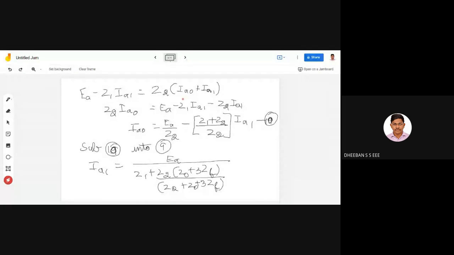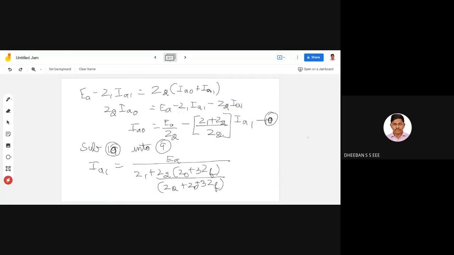So if you substitute, you'll get EA minus Z1 IA1, which is equal to Z2 into IA naught plus IA1. Okay. And from here, you have to bring this EA to this side. So this Z2 and IA naught will be on this side, whereas all the other terms will come over here. From this you will define your IA naught. So Z2 will come over here. IA1 is common in these two terms, so you'll take it common out.